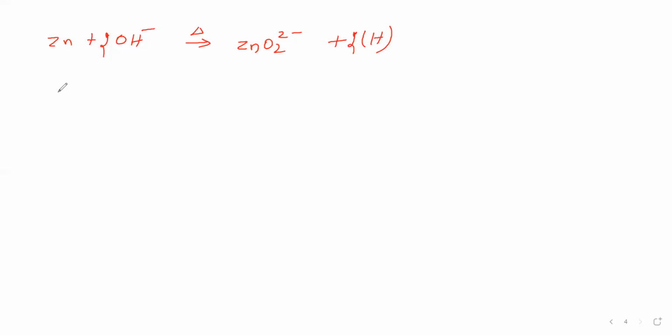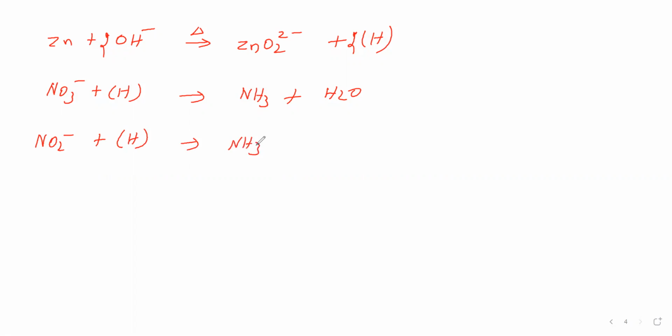This nascent hydrogen we are treating with a nitrate. Nitrate with nascent hydrogen gives NH3, and hydrogen and oxygen become water. Instead of nitrate, if you take nitrite, nitrite with the nascent hydrogen also gives ammonia, and hydrogen and oxygen become water. So nitrate salt gives ammonia, nitrite salt also gives ammonia, for which nascent hydrogen is required, that is provided by zinc with base on heating.